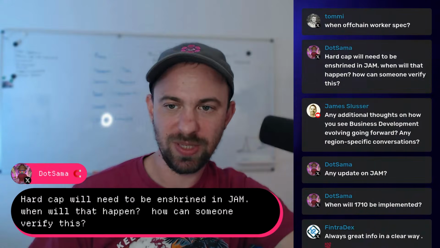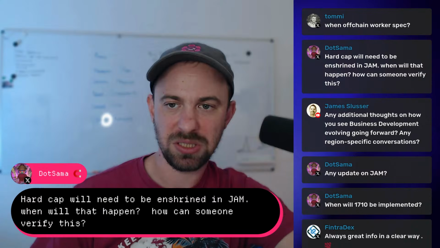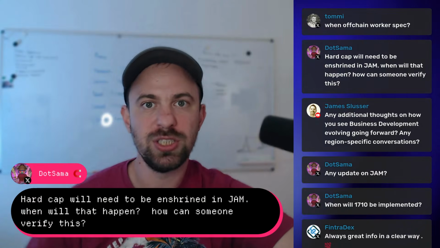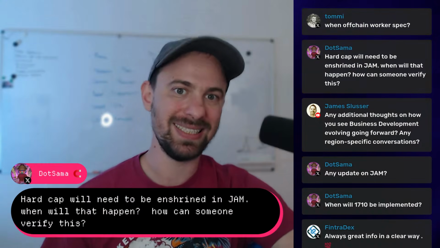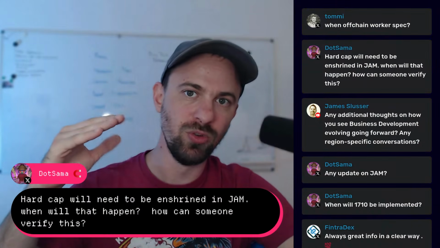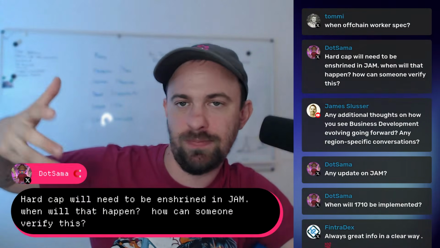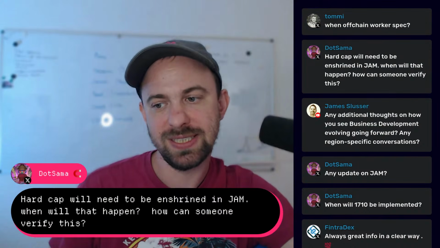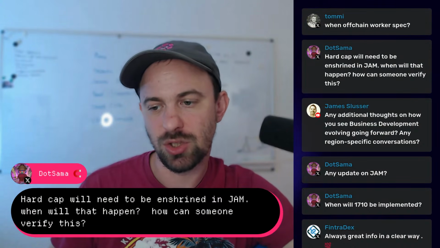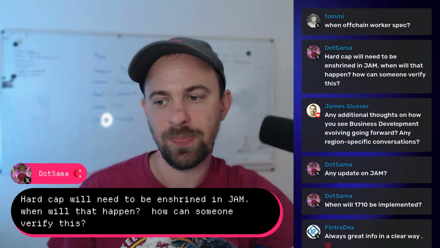Yeah, hardcap will need to be enshrined in Jam. When will that happen? How can someone verify this? When Jam launches, it can include the code for the enshrinement. And what that essentially means is that you're moving it from OpenGov, which is sort of on the Polkadot cloud level, and you move it to the validator logic, which means that any changes to the tokenomics would have to be supported by the validators.